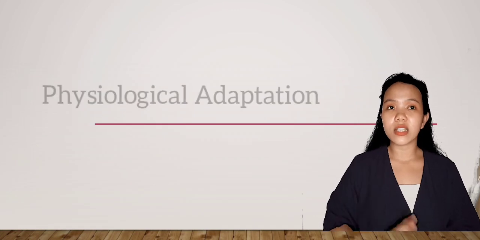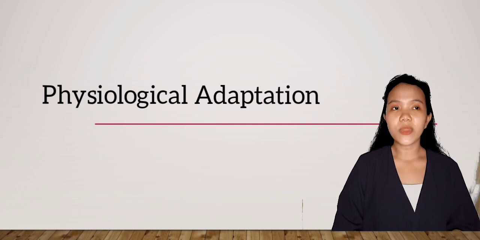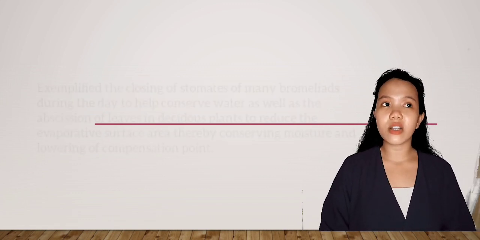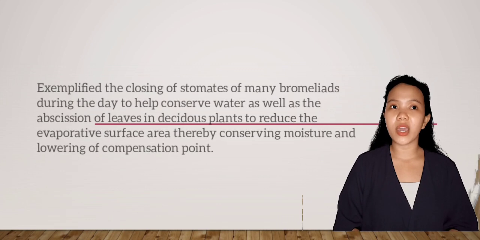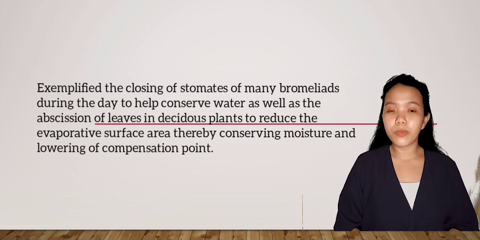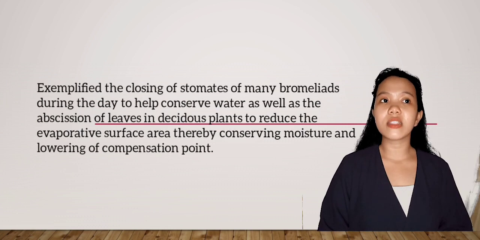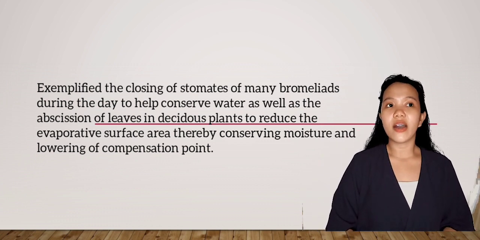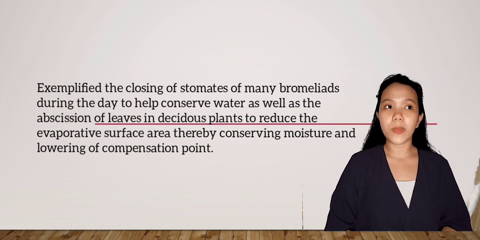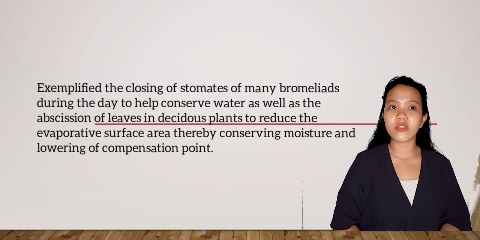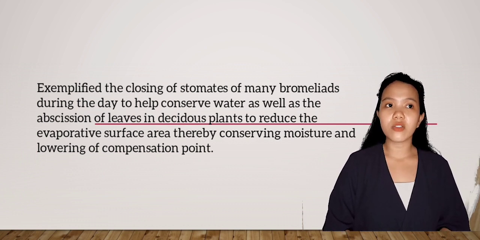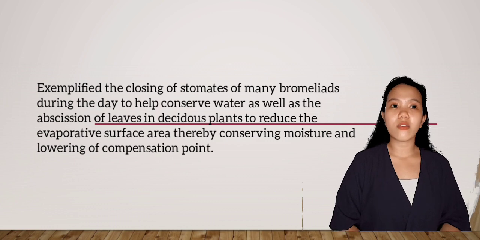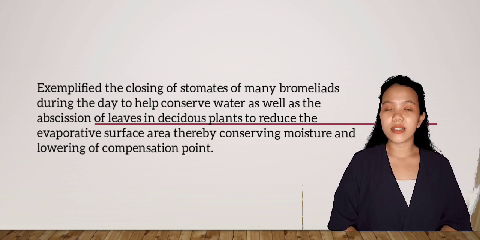The second one is physiological adaptation, exemplified by the closing of stomates of many bromeliads during the day to help conserve water, as well as the abscission of leaves in deciduous plants to reduce the evaporative surface area, thereby conserving moisture and lowering the compensation point.